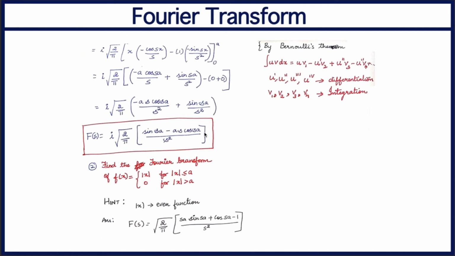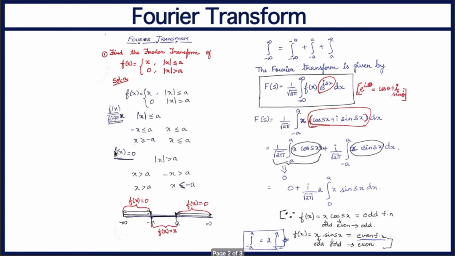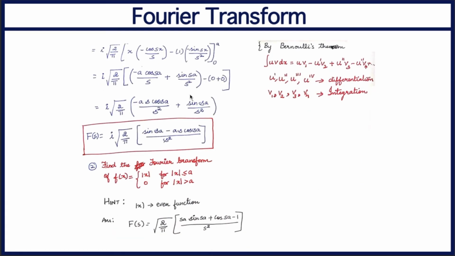So this is nothing but the Fourier transform of the function f of x equal to x when modulus of x is less than or equal to a, and 0 when modulus of x is greater than a. So this is the Fourier transform.